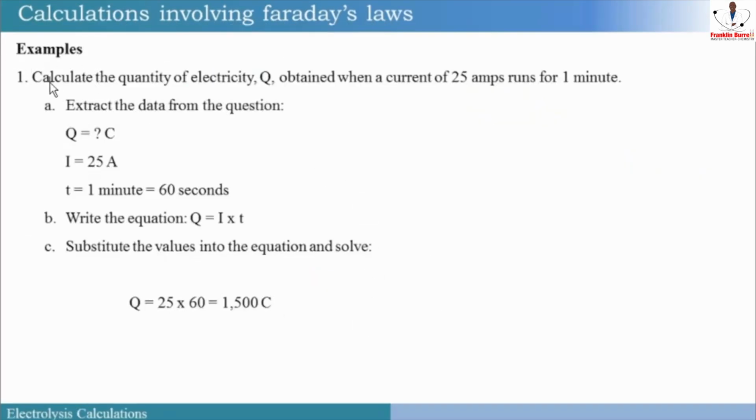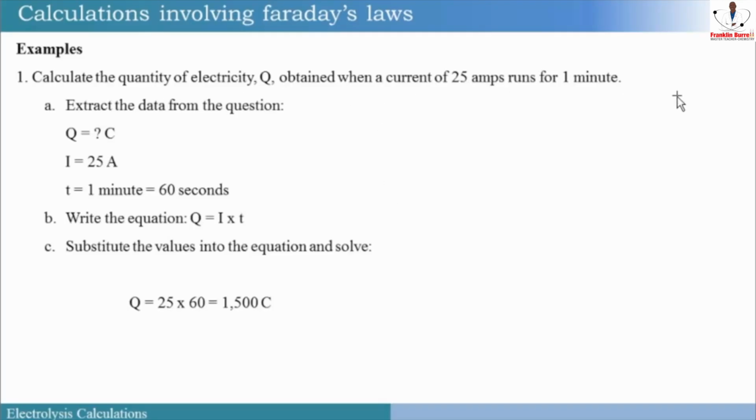So let's start by looking at this example. We are to calculate the quantity of electricity Q obtained when a current of 25 amperes runs for 1 minute. Now remember, the longer we run our current, the more substance will be deposited. In other words, the higher the charge or the quantity of electricity, the more mass will be deposited, or the greater the volume will be produced or liberated at the anode or the cathode.